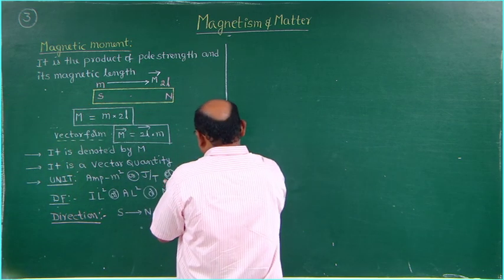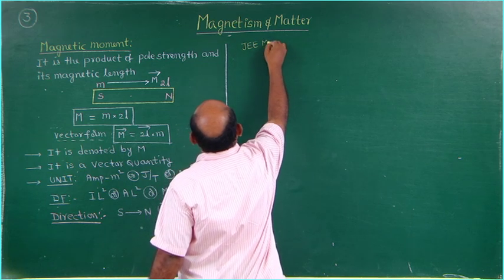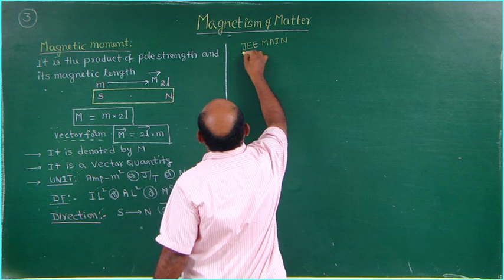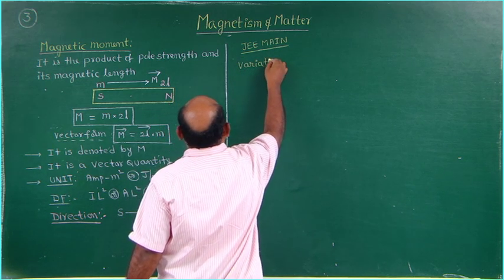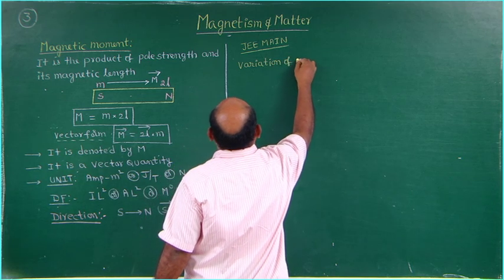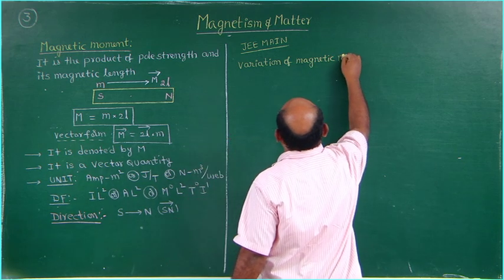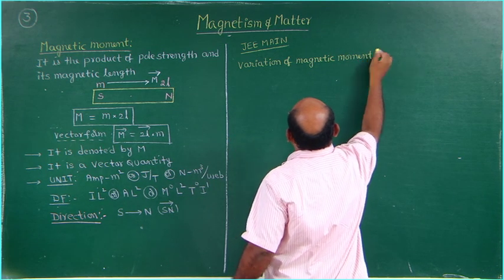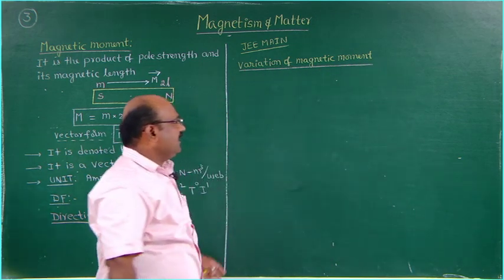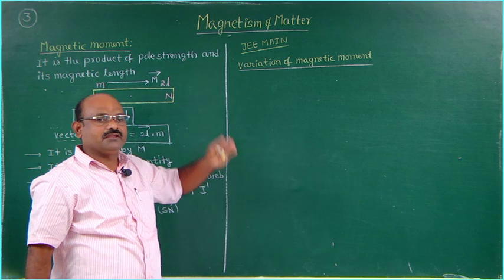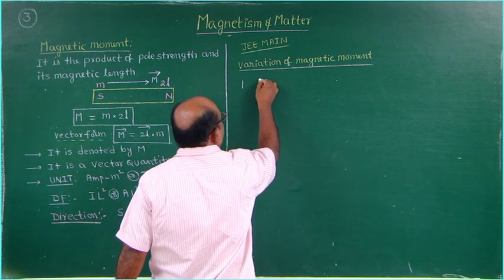And after that, a very important topic for JEE Main and JEE Advanced, exclusively for objective: variation of magnetic moment. Variation of magnetic moment. That means, let us see how the magnetic moment of the bar magnet may vary. Generally, the magnetic moment of the bar magnet may vary by doing all these activities.